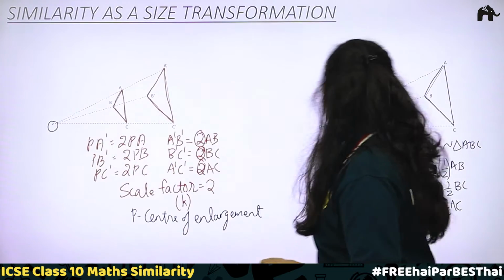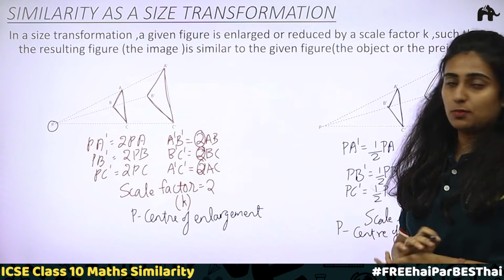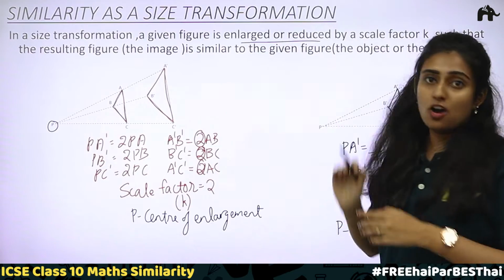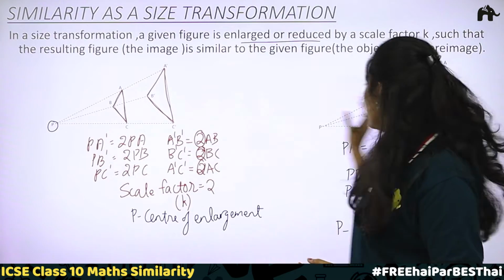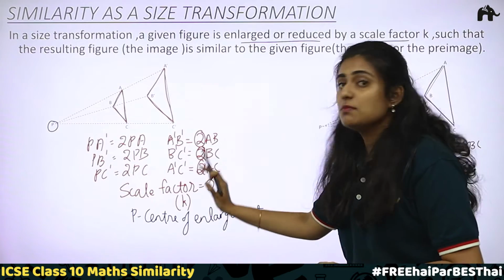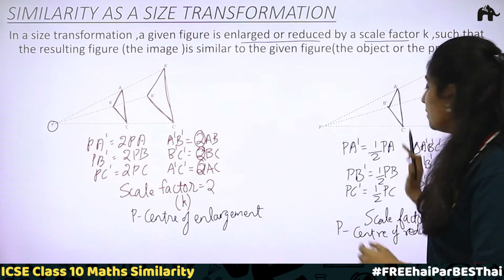So what is similarity transformation? Then we can define similarity transformation. In a similarity transformation, a given figure is enlarged or reduced. Here enlarging is happening and here reduction is happening, by a scale factor. Here it becomes 2 times. Here it is becoming half.